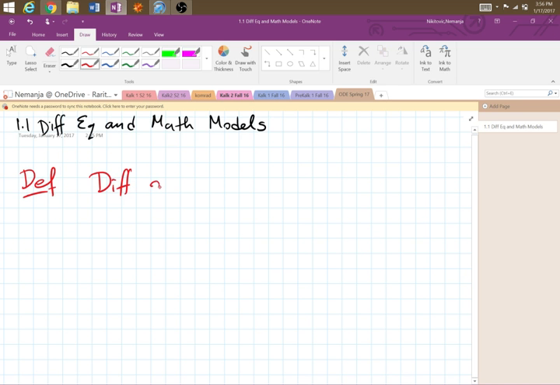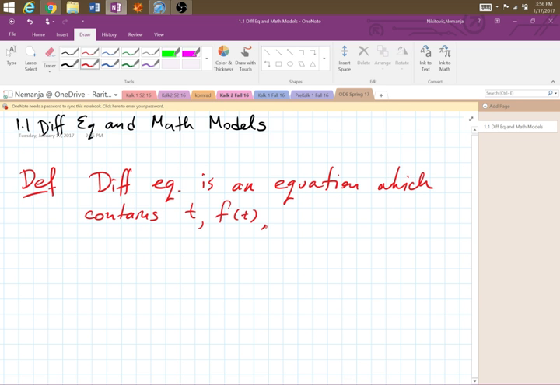So a differential equation is an equation which contains an independent variable, usually t, and then f of t, and then f prime of t, might be the second derivative, f double prime, and so on. So it contains an independent variable, whether it's x or t, the function of that, which also could be called y, and then its derivatives, y prime, y double prime, and so on.